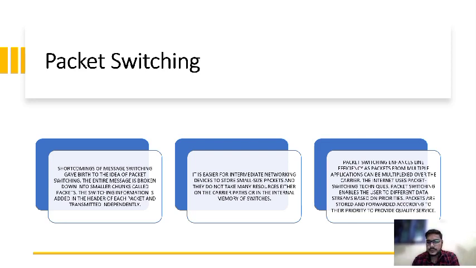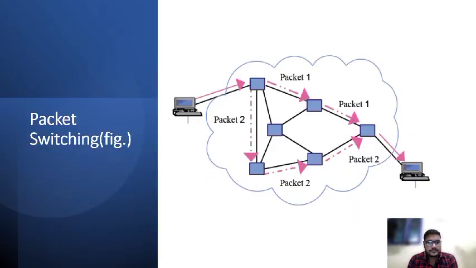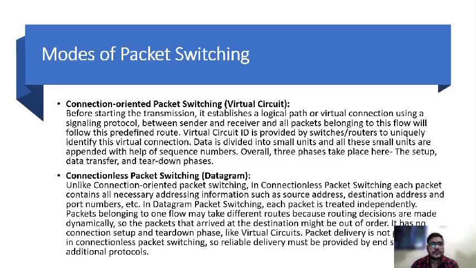So let's move to the next slide. In our next slide we can see the figure of packet switching, and how a packet is transferred from the sender to the receiver. We are transferring packet 2 from the sender to the receiver, and we can see in the figure how it is transferred. So let's move to the next slide. In this slide we will see the modes of packet switching. As we can see, there are two modes of packet switching.